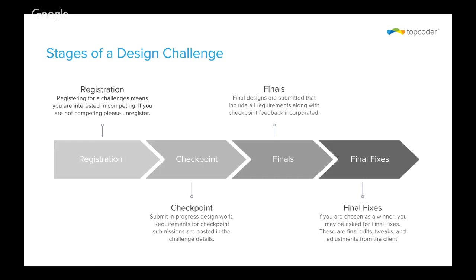And then the second stage is our checkpoint phase. This is the in-progress point of the challenge. It allows you to submit in-progress work. You can get feedback from the copilot or someone like myself or the client themselves to basically improve your designs. They'll tell you what's working or what's not. And then you can ultimately take that feedback and incorporate it into your designs for the final phase.